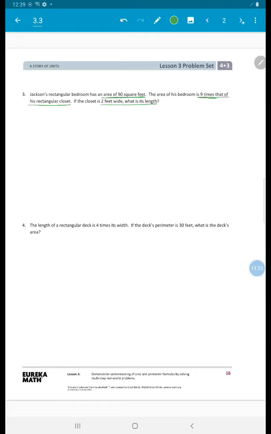All right, we're going to have to do some thinking on this problem. Let's read that one more time. Jackson's rectangular bedroom has an area of 90 square feet. The area of his bedroom is 9 times that of his rectangular closet. If the closet is 2 feet wide, what is the length? So let's think, would the bedroom or the closet be bigger? Of course his bedroom's going to be a lot bigger than his closet.